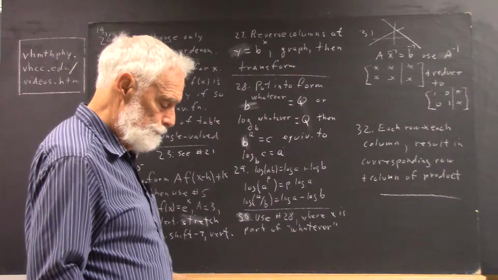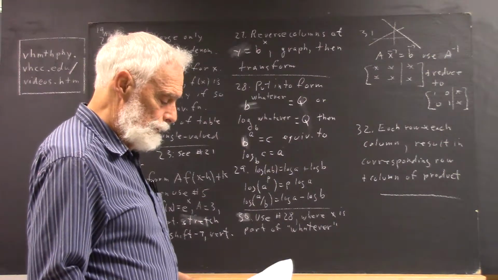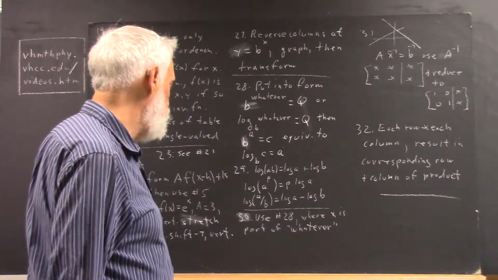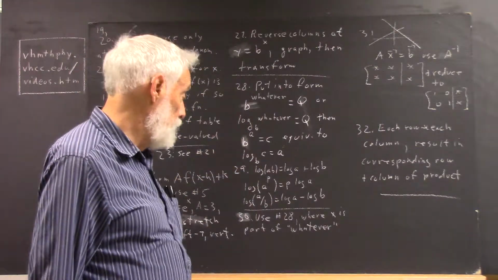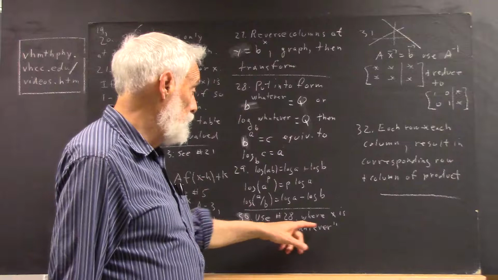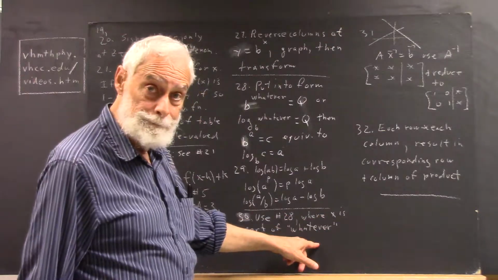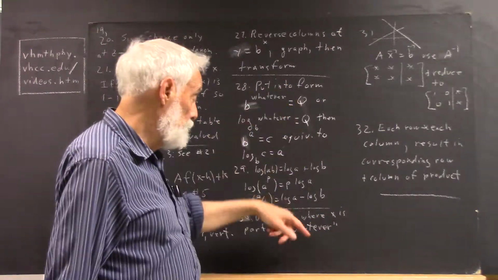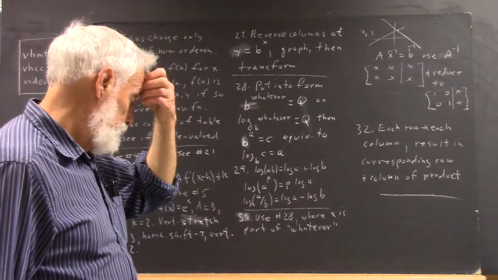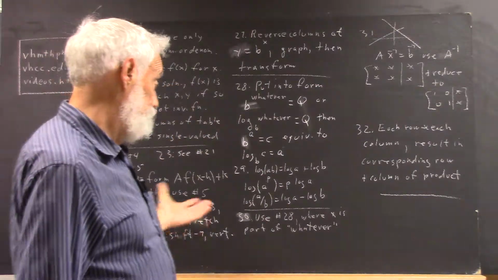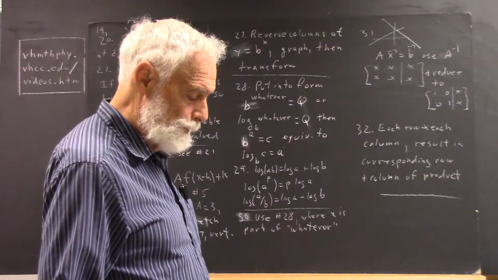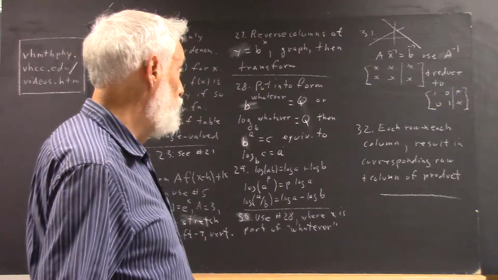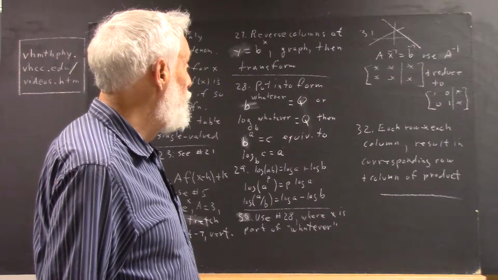Okay, number 30. Solve a given exponential or logarithmic equation. And I've already addressed that when I talked about number 28. Just use number 28 where x is part of the whatever. If you understand what I just said about 28, that's pretty much it. Now, number 31, you want to solve a system of two equations, two unknowns by any of four methods.